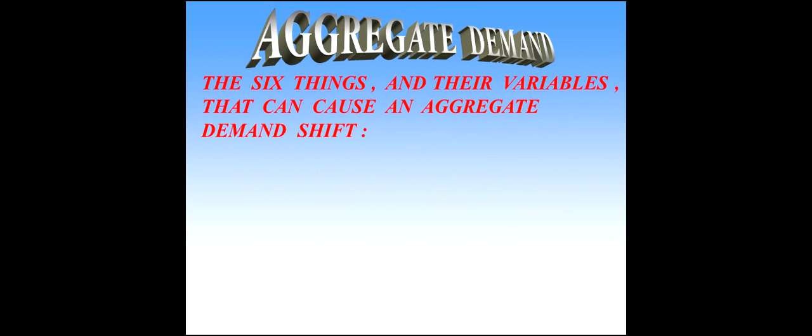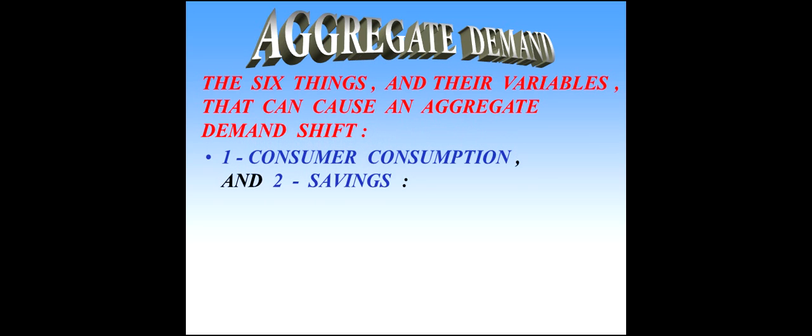Now there are 6 things and a whole set of variables that can cause a shift in aggregate demand. So let's take a look at the 6 and their variables. Here are the first 2 things: consumer consumption and consumer savings. And there are 7 variables that will have an impact on consumer consumption and savings.